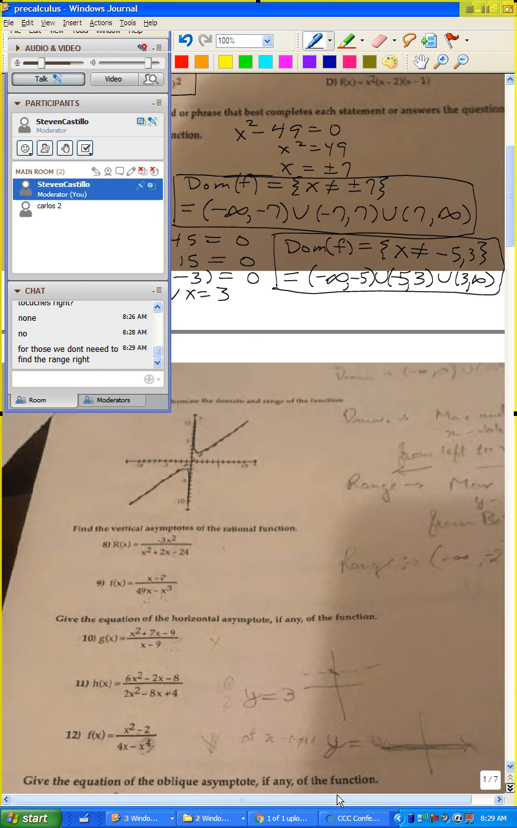It didn't say to find the range. It just said find the domain. And so if it only says find the domain, just find the domain. Okay?